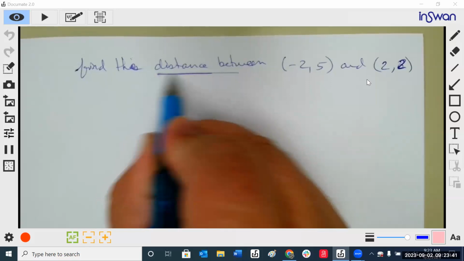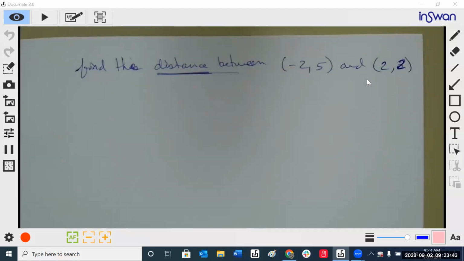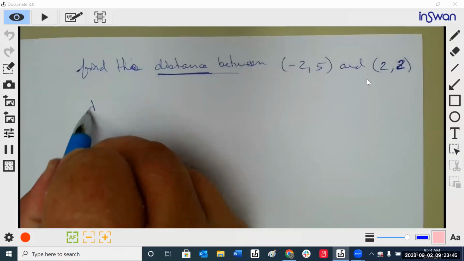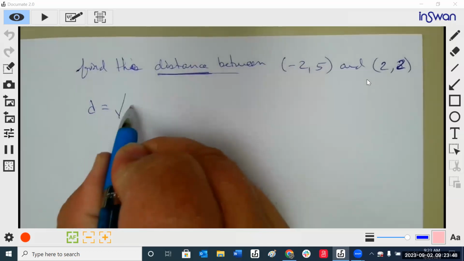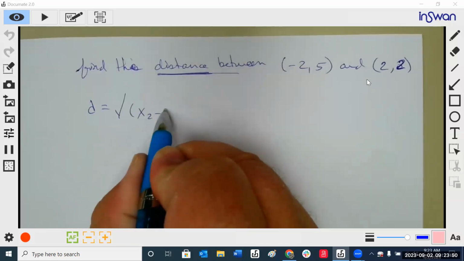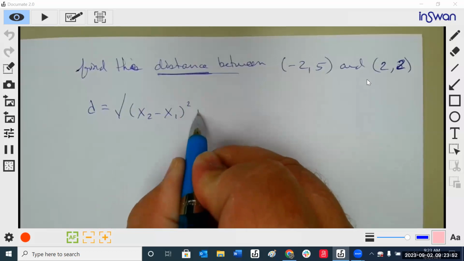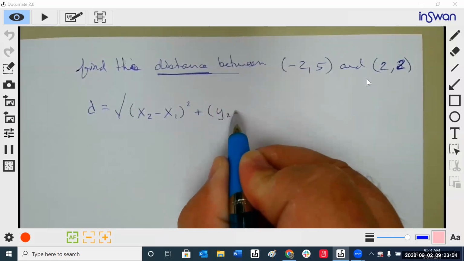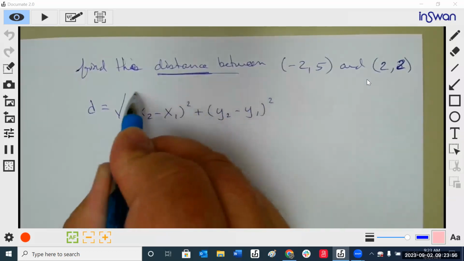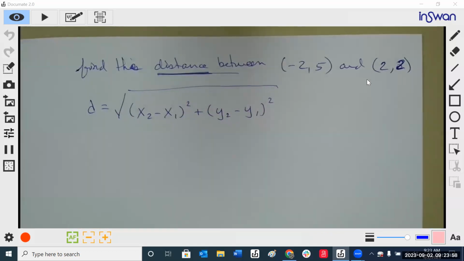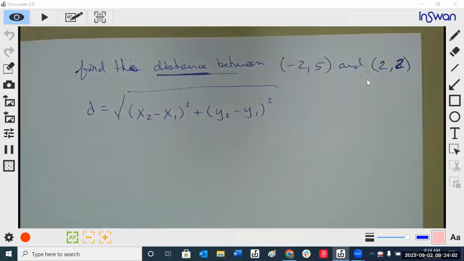So it says find the distance. What's the formula for distance? So once you put the formula for distance down, x2 minus x1 squared plus y2 minus y1 squared, again, the first thing, always put down the formula for what it's asking for. You have to know what the end result has to look like.